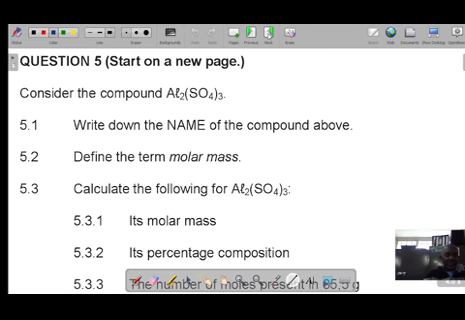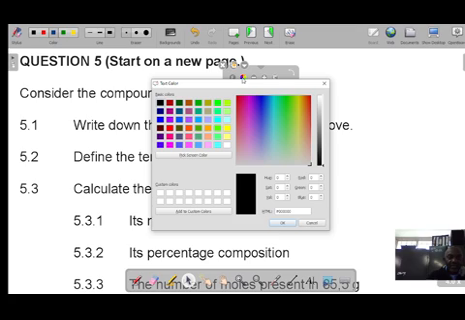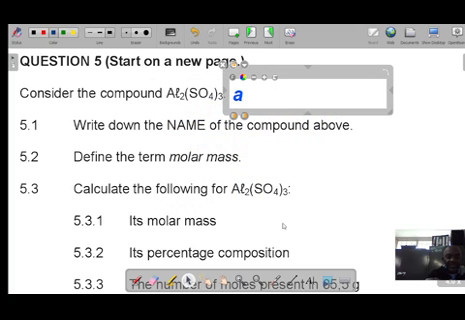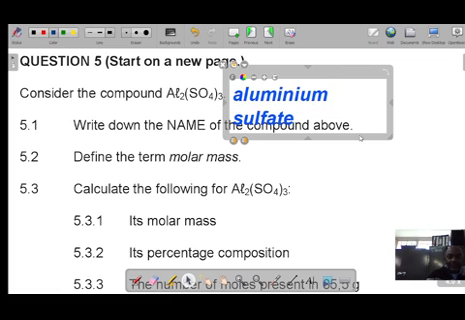Question 5. Consider the compound Al2(SO4)3. Write down the name of the compound above. So which compound is on here? Talk to me, guys. It is called aluminium sulfate. So this is aluminium sulfate. That's its name.